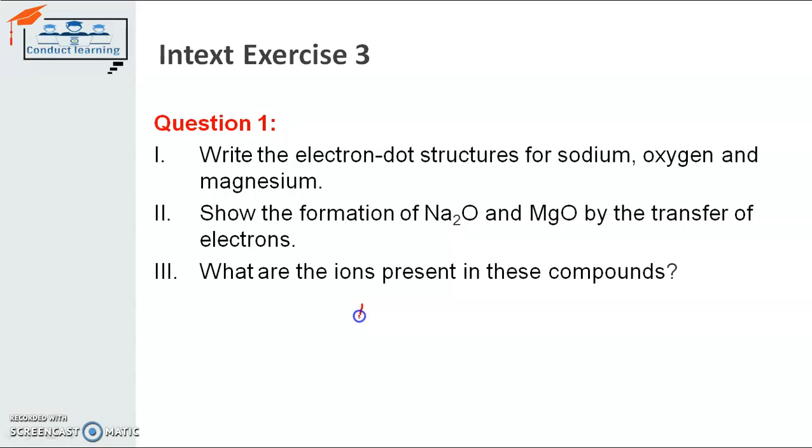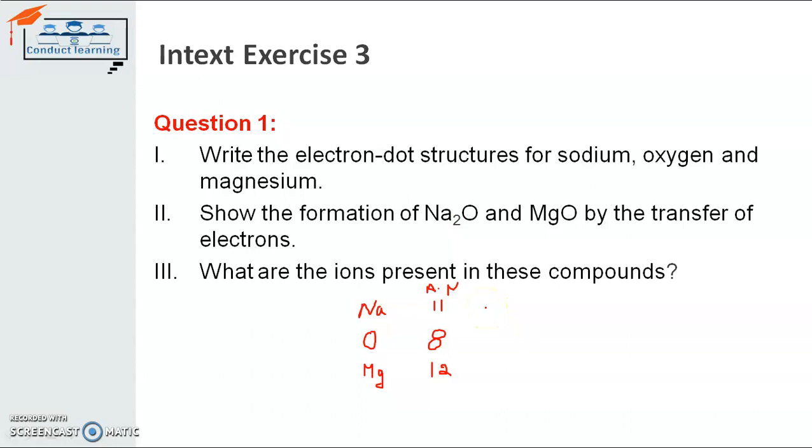So first of all, we will take sodium. The symbol for sodium is Na. The symbol for oxygen is O, and the symbol for magnesium is Mg. And if we talk about their atomic numbers, sodium's atomic number is 11, oxygen's is 8, and magnesium's is 12. These are the atomic numbers according to the periodic table.